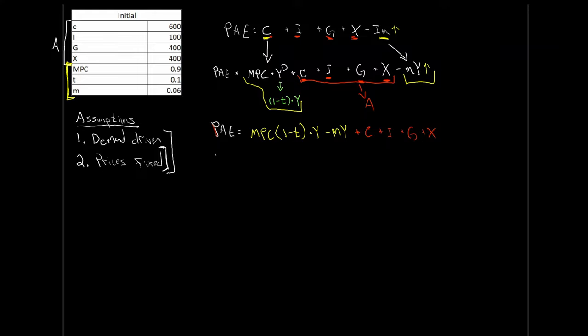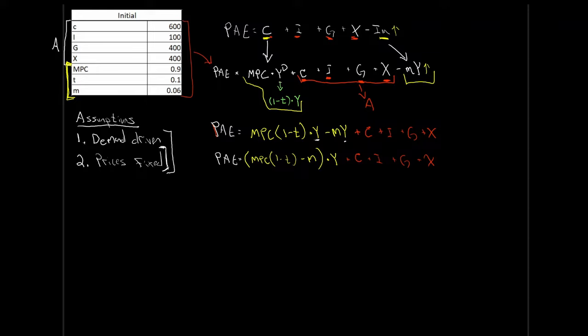Okay, we can simplify things a bit. We can say, hey, we have Y common to both, so we can factor that out. And we're left with our marginal propensity to consume times 1 minus our tax rate, minus M, times Y. And then we're going to have plus C, I, G, and X as our final bit there. We could have actually made our substitutions from here into there, right at that step. I wanted to purposely wait until this point, just so that we could collapse it all down at the same time.